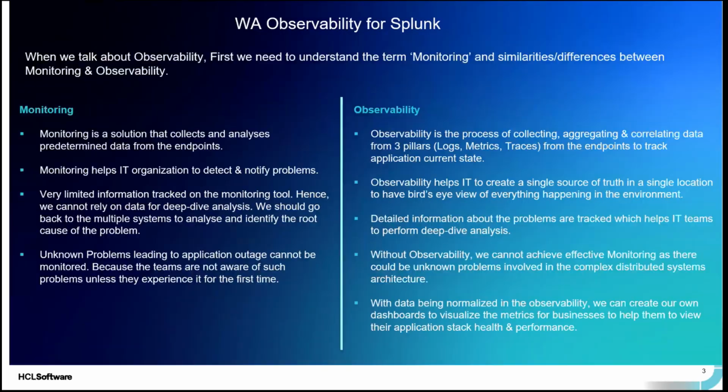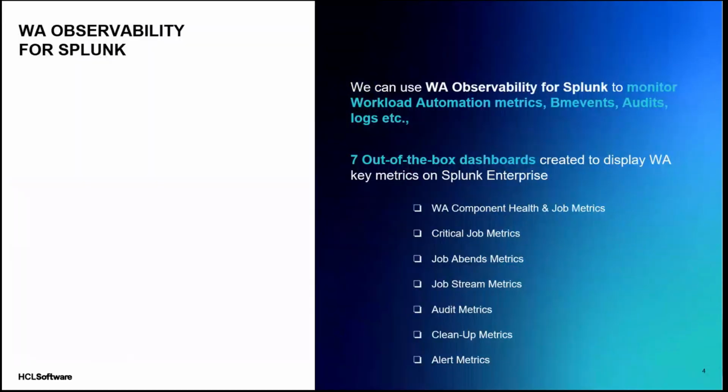So I will move on to the third slide. Again, as I mentioned earlier, we can use Observability for Splunk to monitor workload automation metrics, the batchman events, audits, logs, etc. We created seven out-of-the-box dashboards to display WA key metrics on Splunk Enterprise. The first one is WA component health and job metrics, then critical job metrics, job events metrics, job stream metrics, audit metrics, cleanup metrics, and the final one is alert metrics.